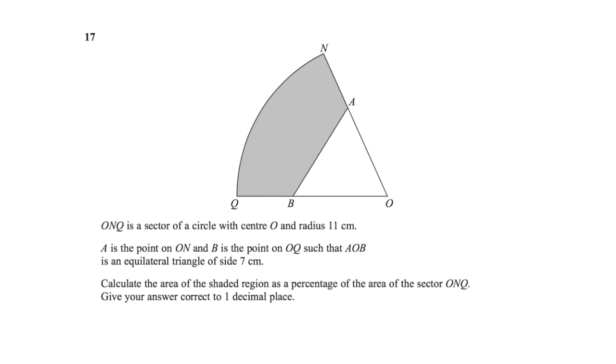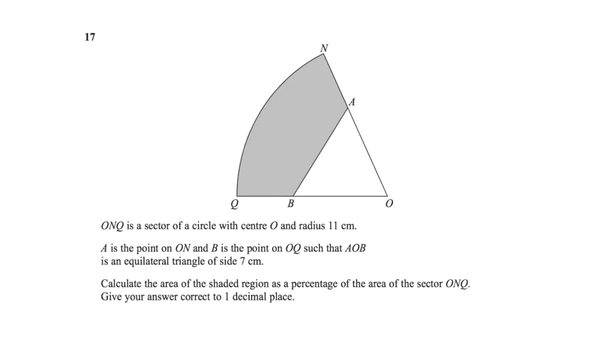ONQ is the sector of a circle with centre O and a radius 11 centimetres. A is a point on ON and B is a point on OQ, such that AOB is an equilateral triangle of side 7 centimetres. Calculate the area of the shaded region as a percentage of the area of the sector ONQ. Give your answer correct to one decimal place.